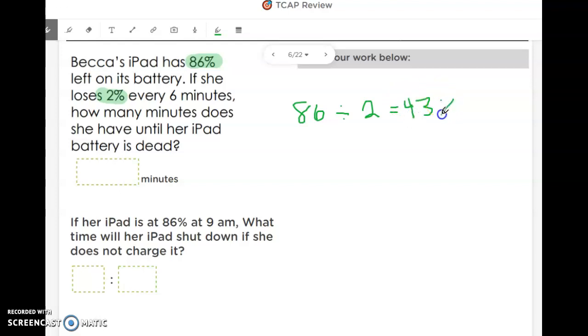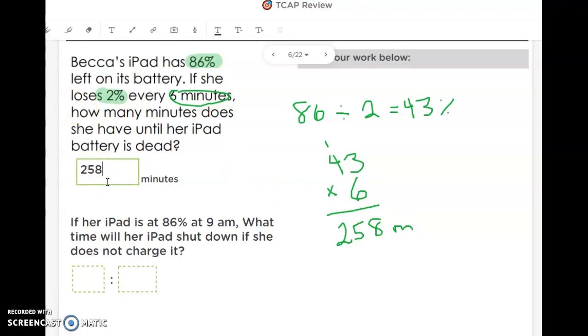Then I'm going to take this amount, this 43%, because remember it represents percent of time, and then I'm going to multiply it by 6 minutes. 43 multiplied by 6 minutes and get my answer there. 6 times 3, 18. 6 times 4, 24, plus 1 more is 25. So that means that she has 258 minutes before her battery completely dies.